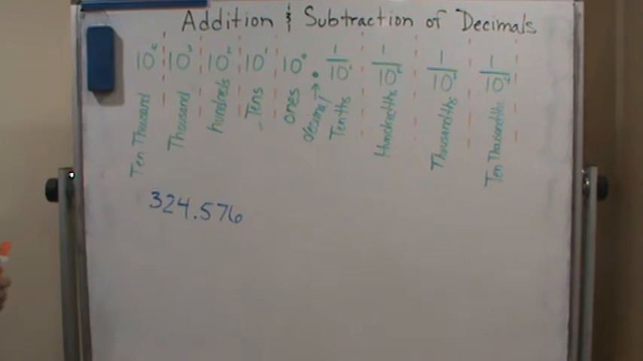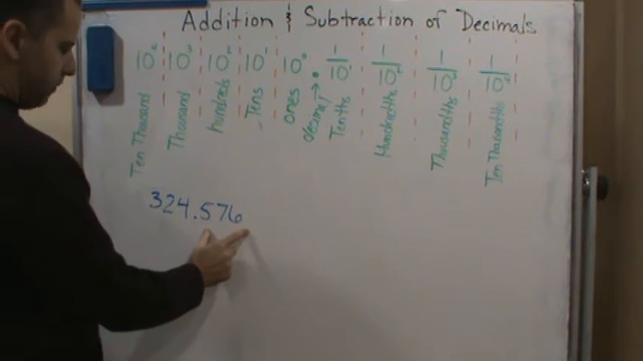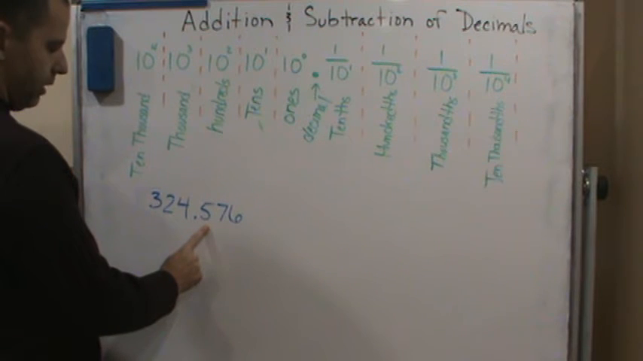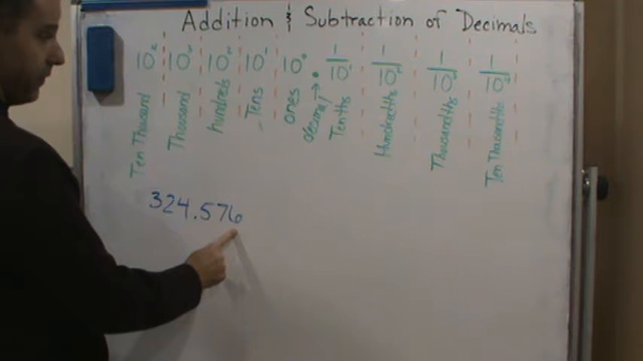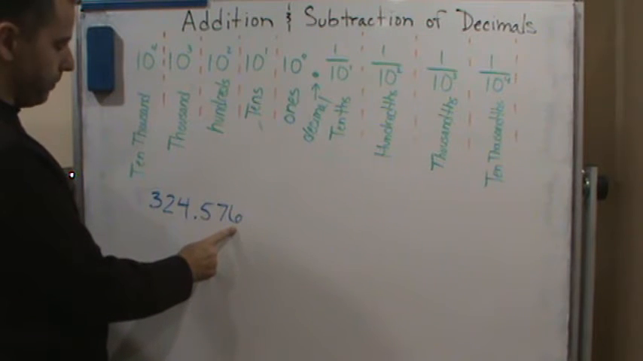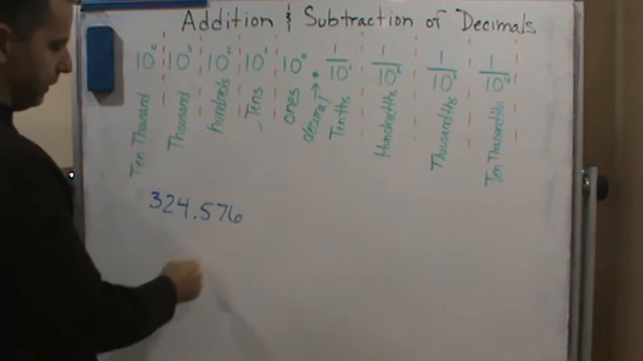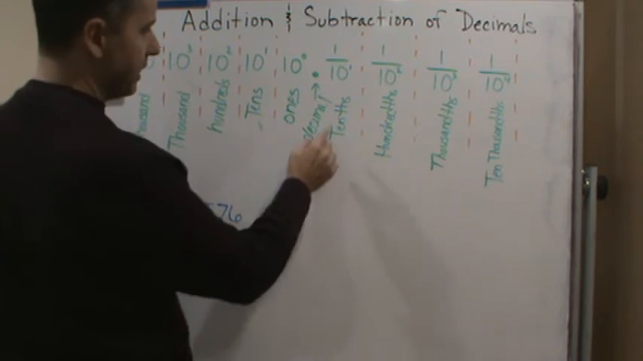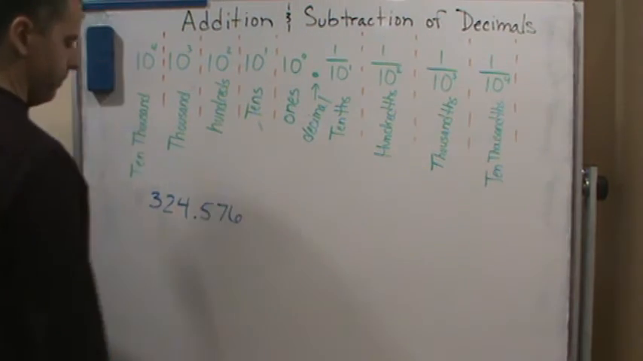So let's say I have this number. The whole number part is 324. The fractional part is 576 what? Thousandths. 576 thousandths. Why? Because it depends on where the last digit ends up. The last digit ends up in this column, so we name it as thousandths.